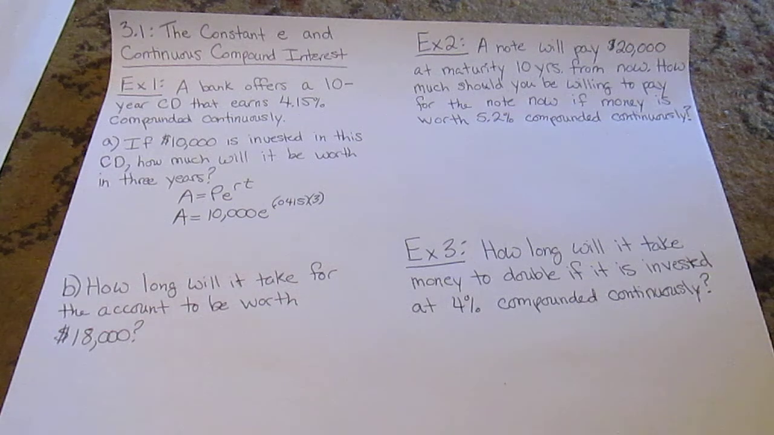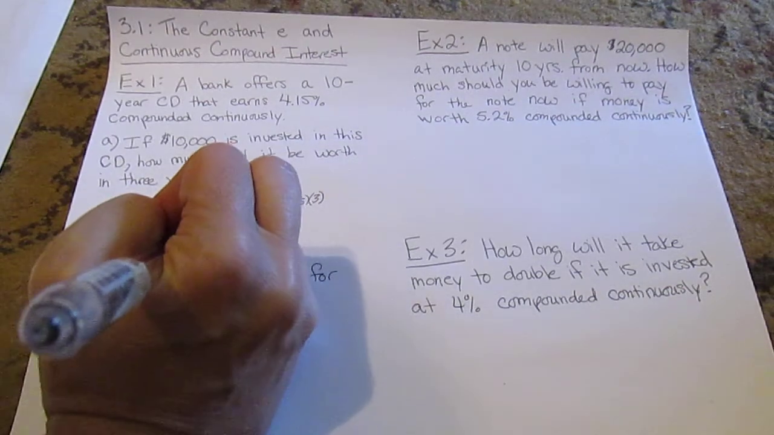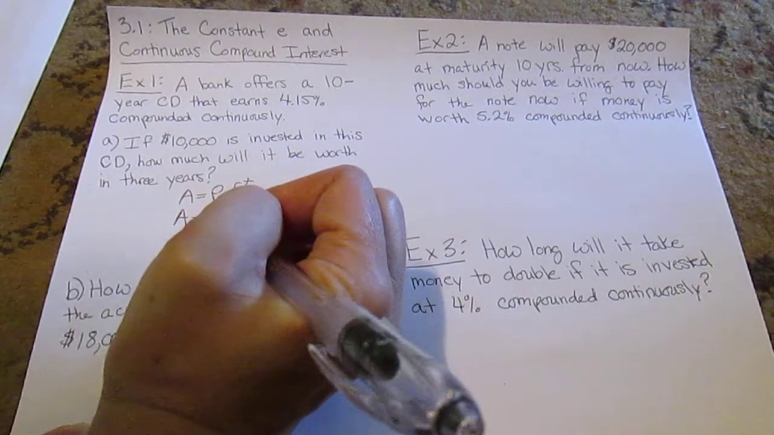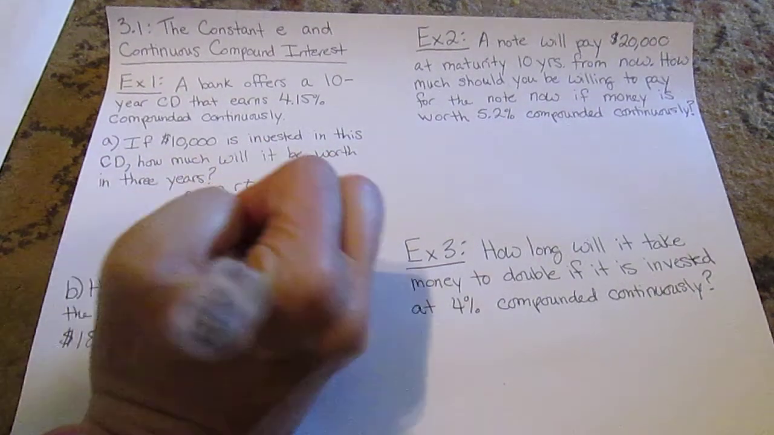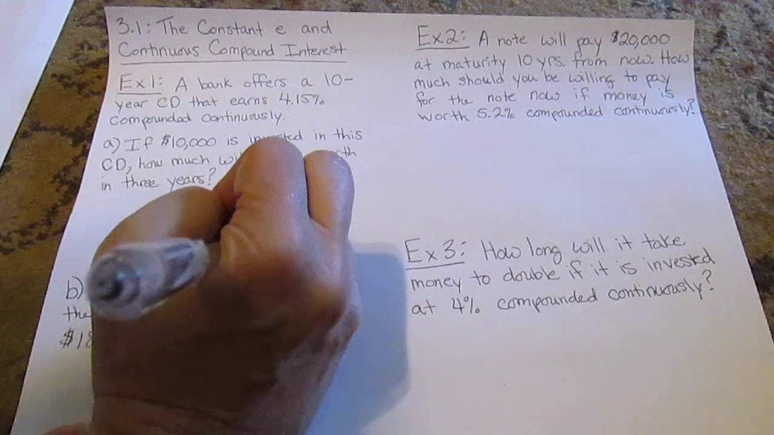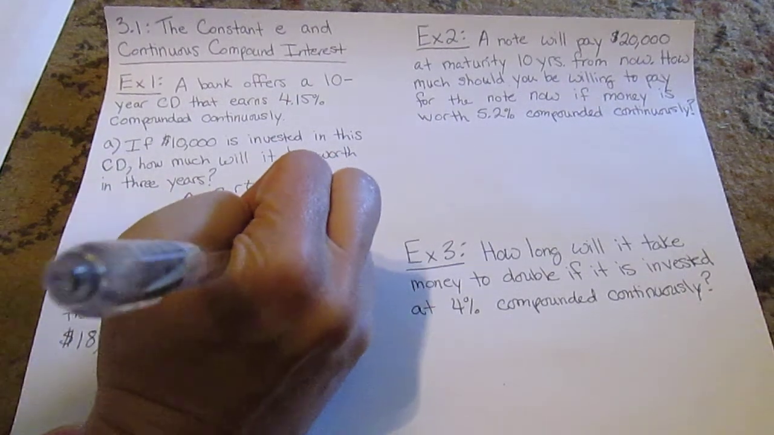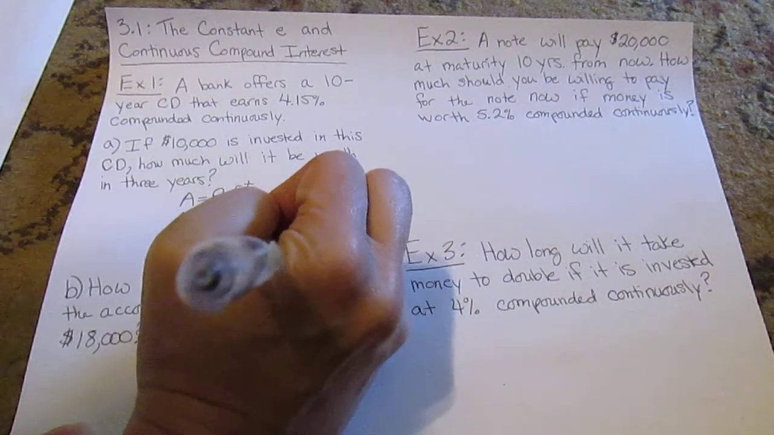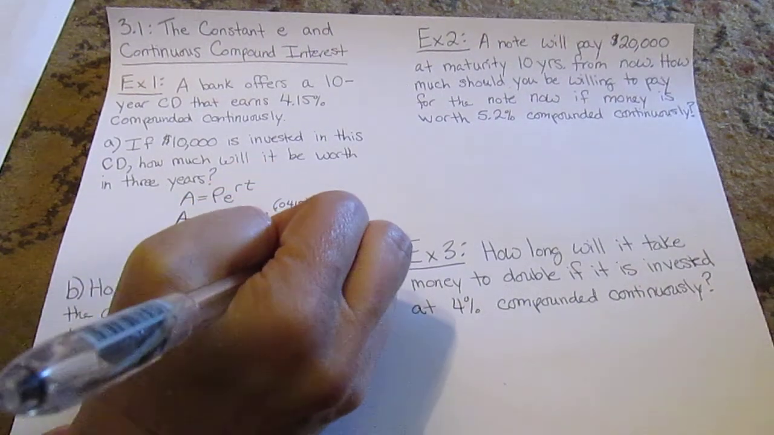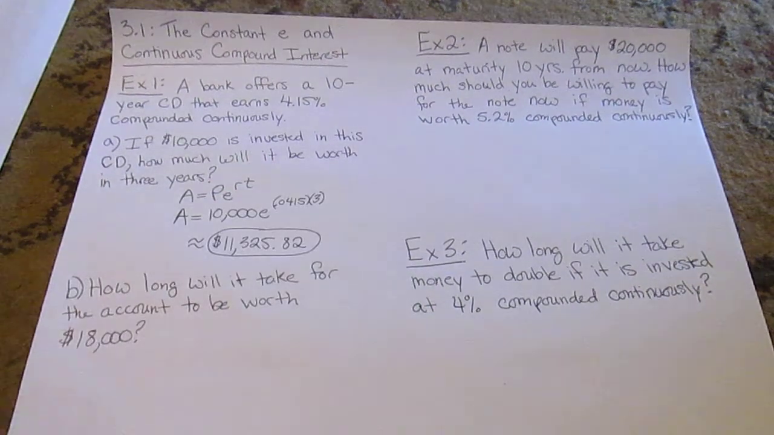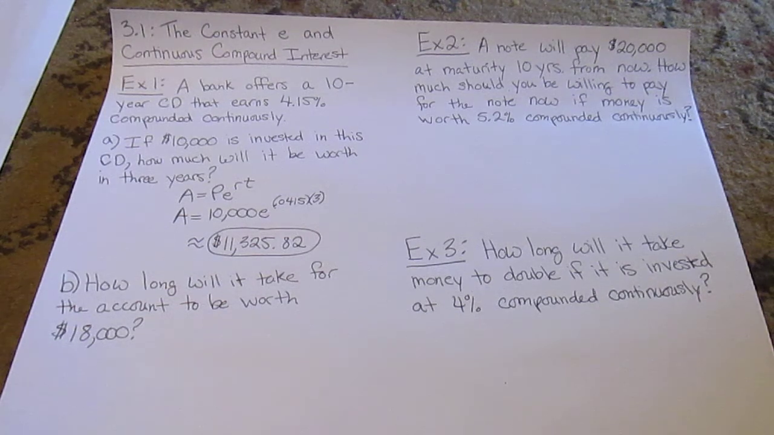Okay, and remember we did do a review section on this, so make sure to look at that again if you need help putting it in your calculator. I've already put it in the calculator and gotten my answer. Okay, so we get $11,325.82. Of course, I round to 2 decimals since we're talking about money here, but you can round to wherever you want.